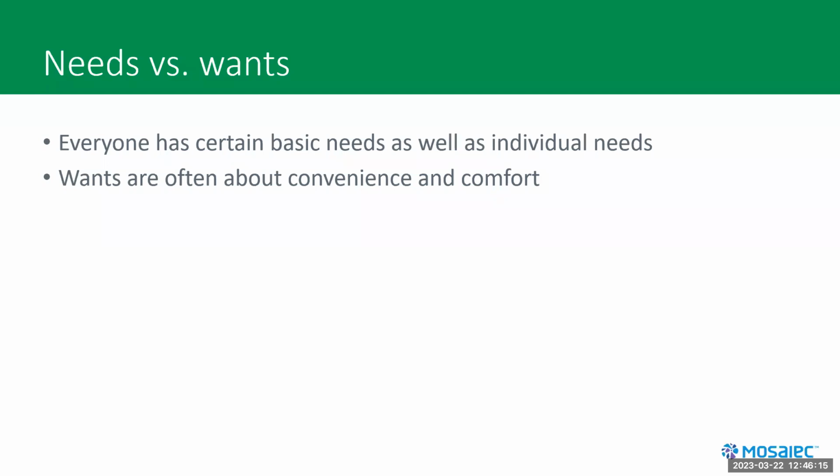Everyone needs basic things like food, water, clothing, and shelter. And then there are needs specific to you. You need to communicate, buy school supplies, maybe get back and forth to work or school. And we all have things that we want because they're convenient or bring us comfort.